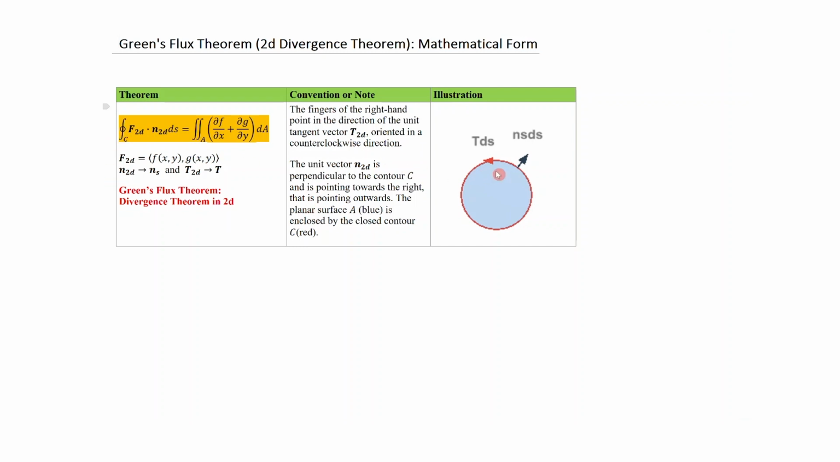In this case, we're taking the field vector at each point on this closed contour, dot producting it with the normal to the contour at that point, and then integrating over the closed contour. That's equivalent to taking the partial of the x component of the vector field plus the partial of the y component, giving this scalar function, and integrating over the whole area bound by the closed contour. These two are essentially equivalent. Again, this is Green's flux theorem, which is equivalent to the divergence theorem in 2D.